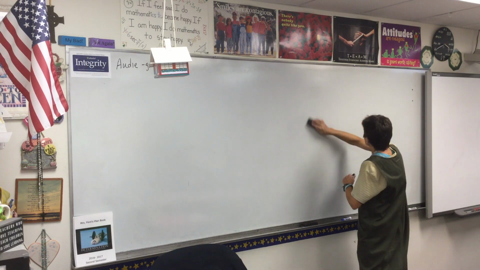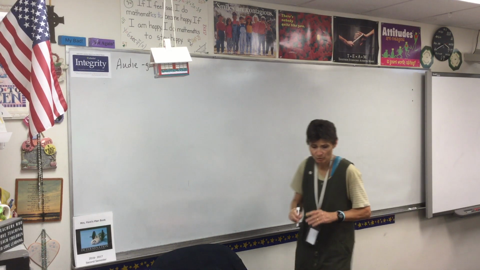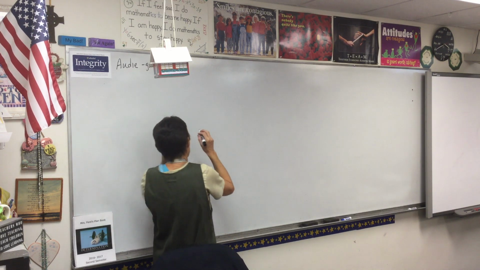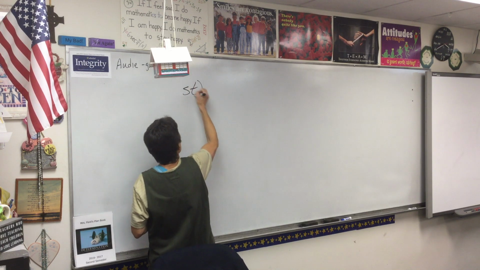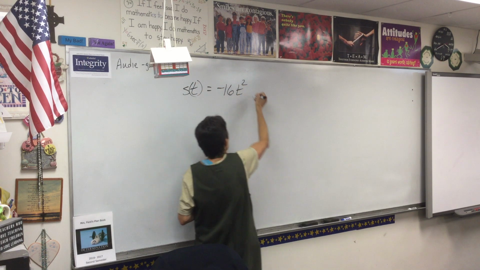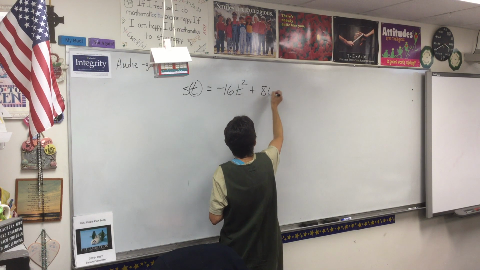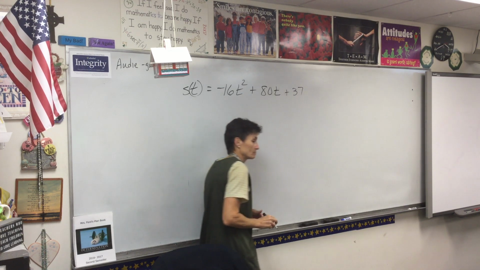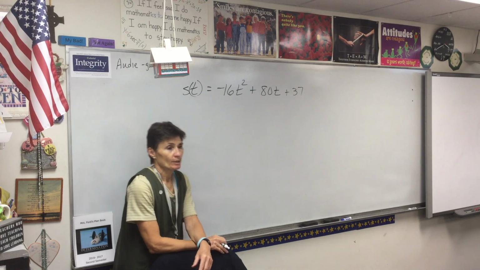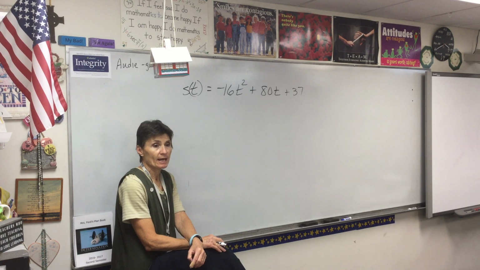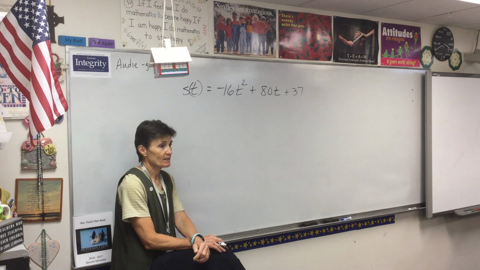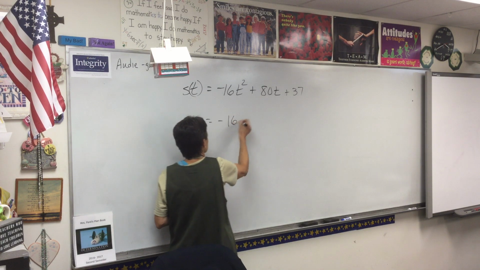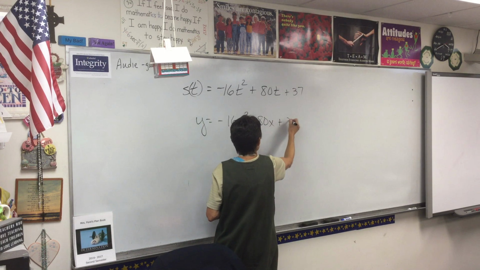Alright, so we need to do a projectile motion problem? Is that what somebody said, the graphing one? That's the only thing we graph. Okay, so let's say we're throwing something off the roof, and our initial velocity is 80 feet per second, and the roof is 37 feet tall. That would be the equation we're going to be using, right? So y equals negative 16x squared plus 80x plus 37.